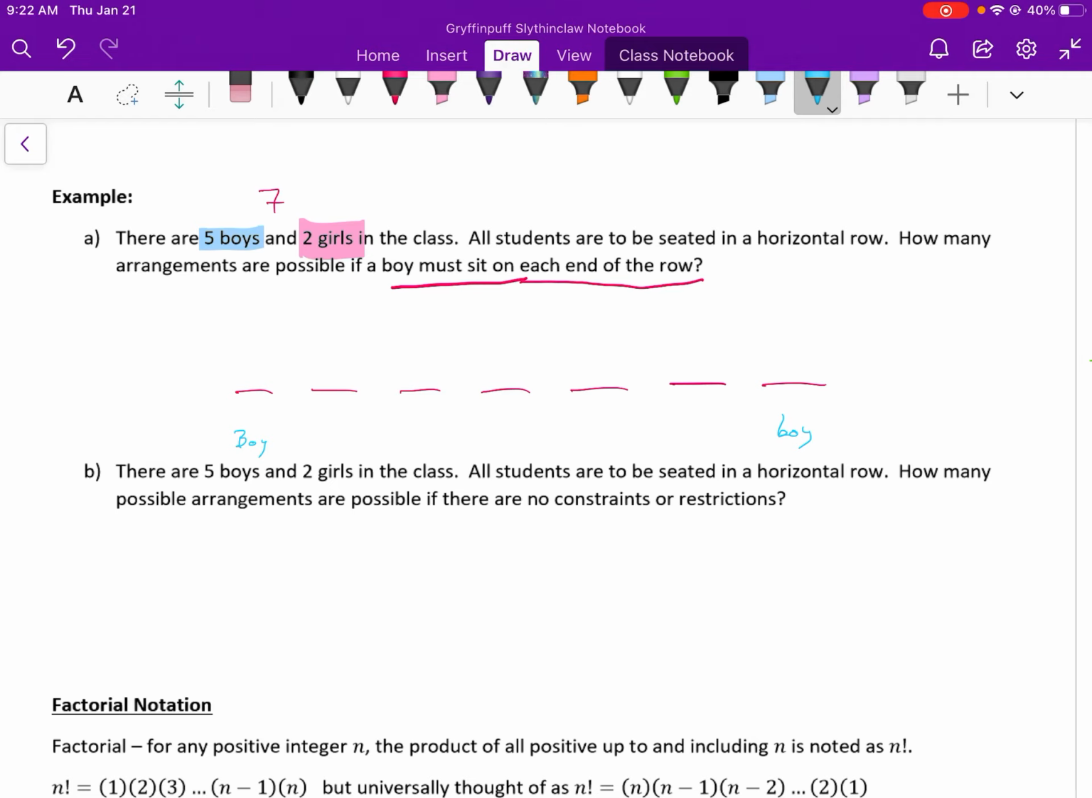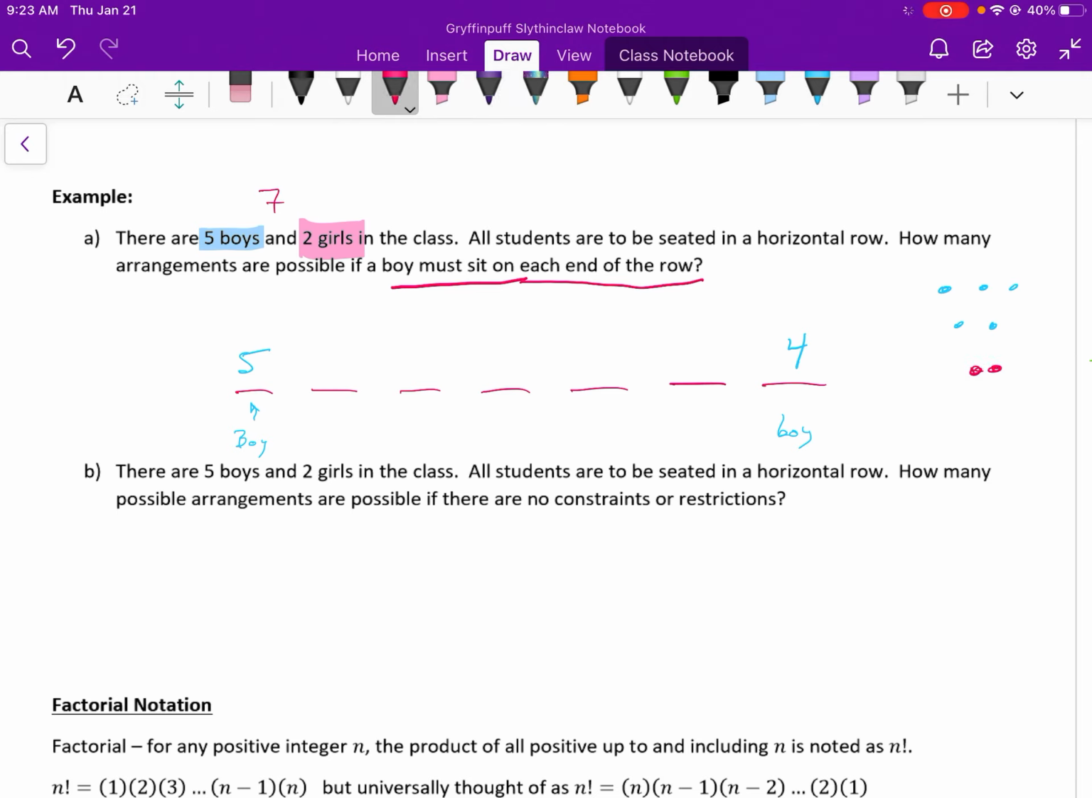Now this is known as a constraint. If they are giving you an order of what must be obeyed, it's called a constraint. And you generally have to deal with constraints first. So boys, I'm going to mark up in blue. Boy, boy. So right now, I'm going to put a boy right here. There are 5 possible choices in which I'm going to put a boy there. Now, once I put one boy there, there's only 4 boys remaining. So I have to put another boy at the other end.